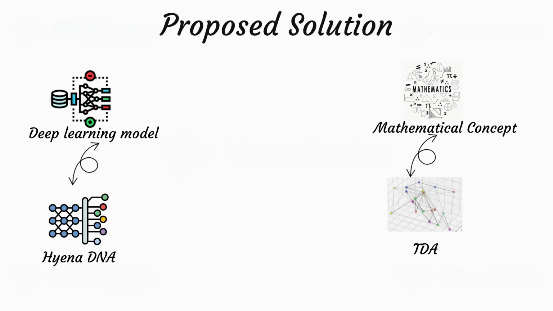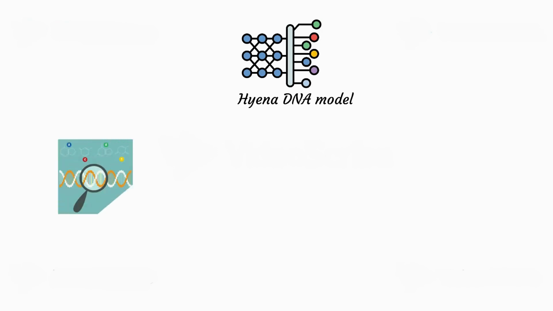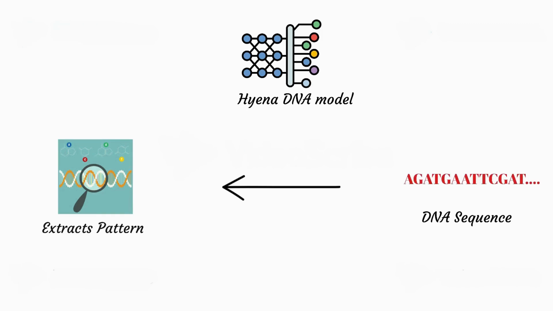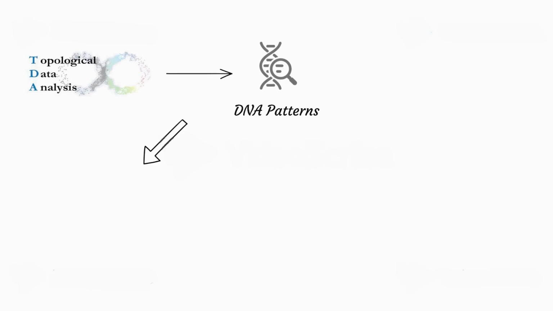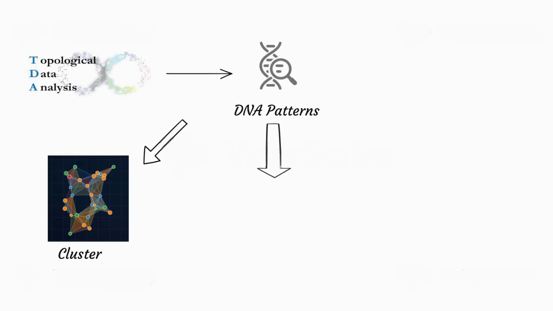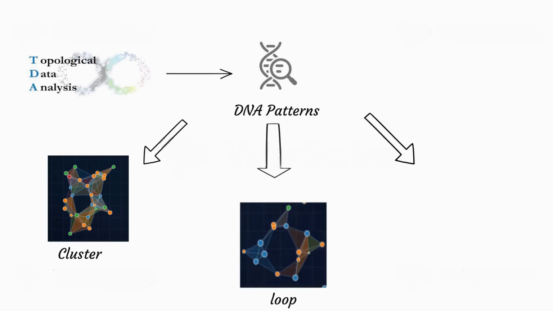Here's why it's exciting. The DNA model helps us very quickly extract patterns from raw DNA sequences, much faster than the available traditional methods for DNA classification. Topological data analysis takes these patterns and shows us the shape of the biodiversity in high dimension, like clusters, loops, and gaps.